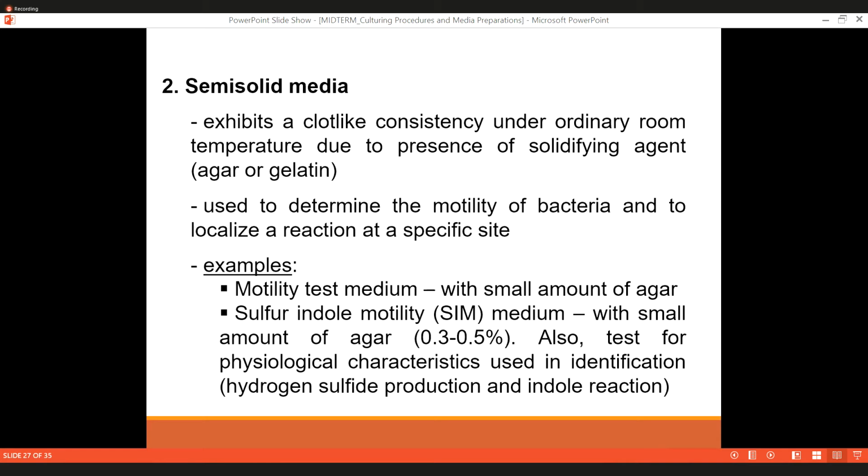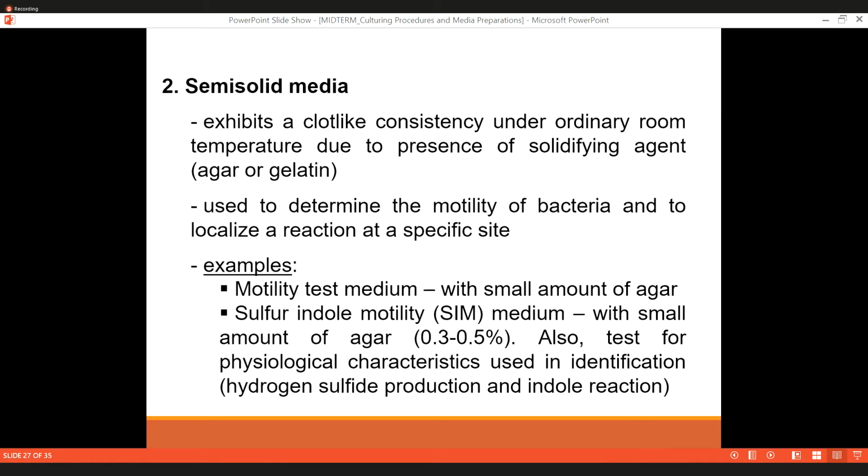Sa semi-solid naman class, if before, palagi kong ginamention si solid media, aside sa liquid media na nasabi ko kanina, we also have semi-solid. So, hindi talaga siya katulad ni solid media na solid. Pero ganito yan siya class.